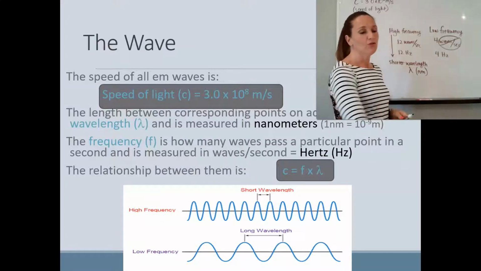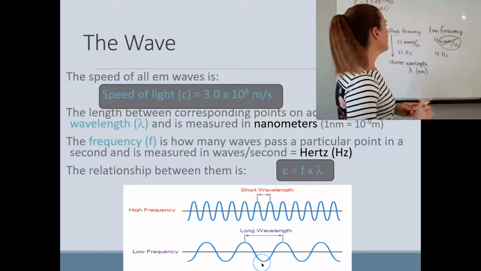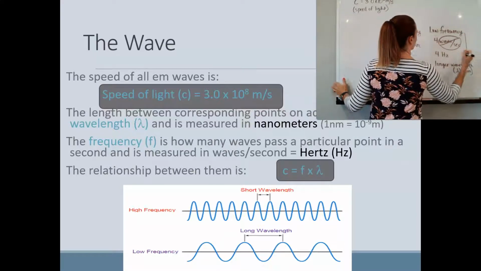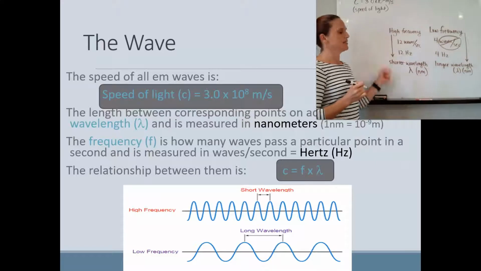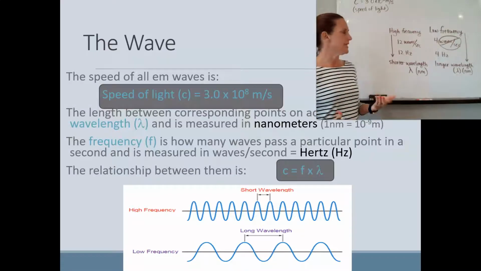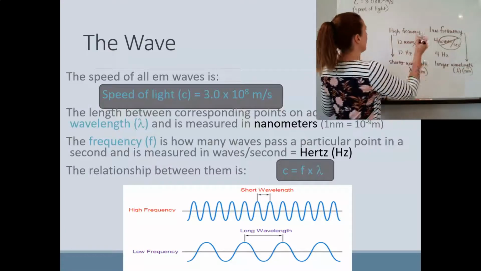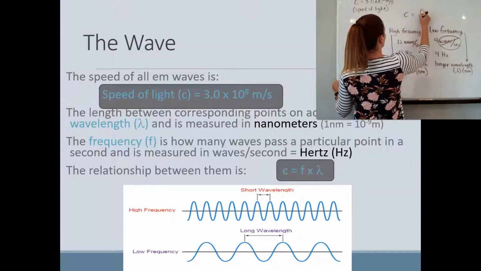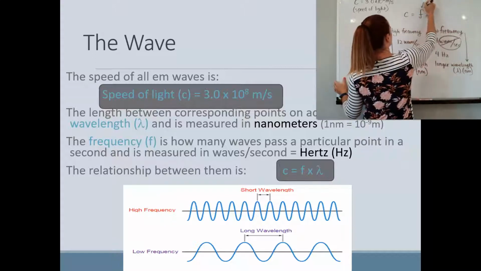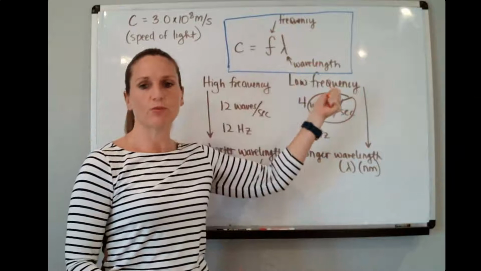A wave that has a lower frequency is going to have a longer wavelength. Lower frequency, longer wavelength. Higher frequency, shorter wavelength. This relationship can be represented by a mathematical equation. So what we see is that C equals frequency times wavelength.